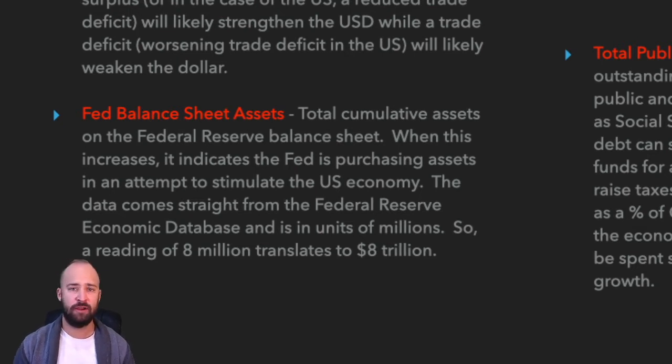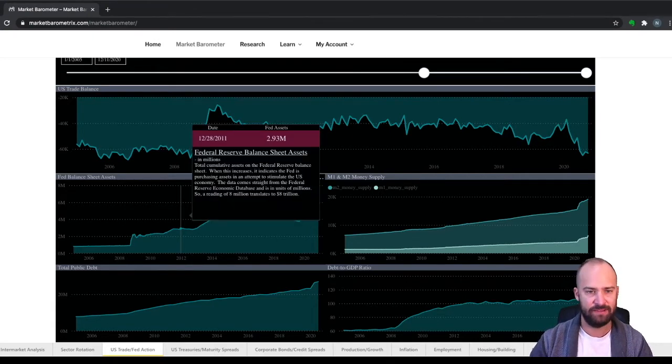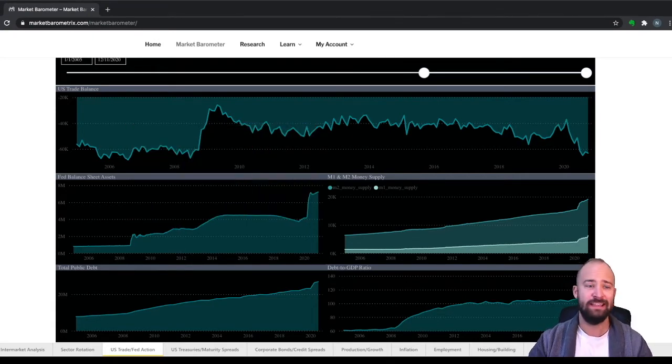So let's jump into the market barometer and take a look at the Fed balance sheet assets and see what that implies about what's been happening, what's happening now, and what's likely to happen in the future. Again, here we're in the macro section of the market barometer on the U.S. Trade Fed Action tab. And we have the Fed balance sheet assets here on the left-hand side. I'm going to go ahead and enter full screen mode on this chart here so we can get a closer look.